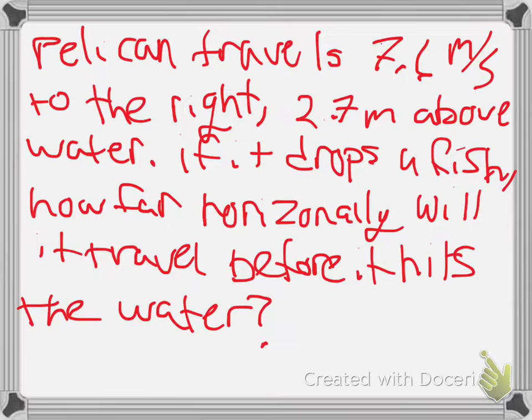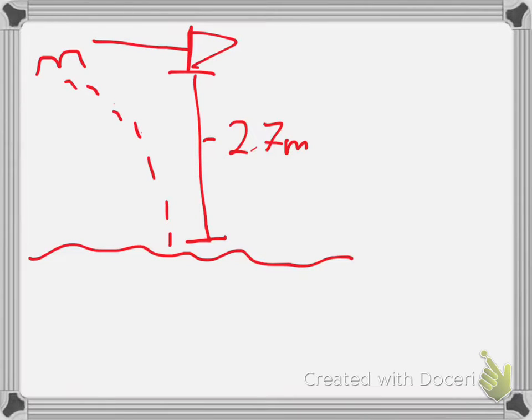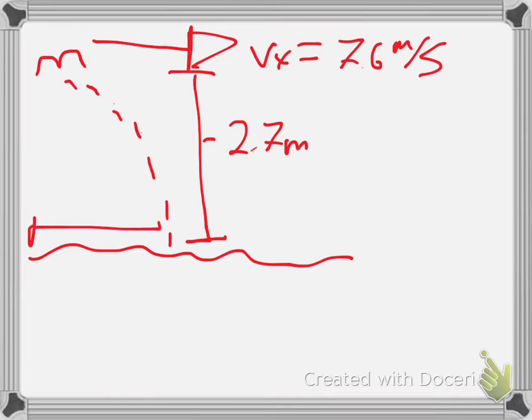Okay, we're gonna erase my terrible handwriting and draw a picture instead. So we have our little birdie. He's dropping a fish. This fish we know is gonna travel in a nice parabola down until it hits the water. Okay, we know that this distance is 2.7 meters, which is negative because it's moving down. And we know that the bird is currently traveling, so our velocity x is equal to 7.6 meters per second. Okay. And what we want to know is this distance right here.